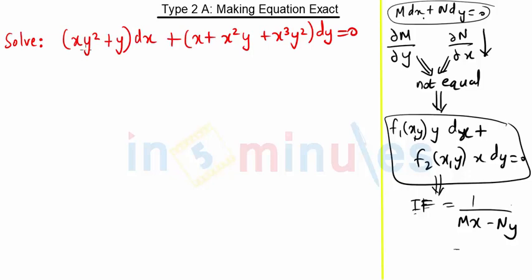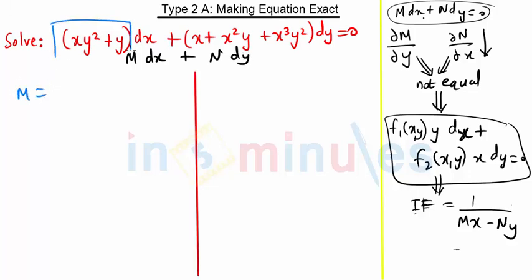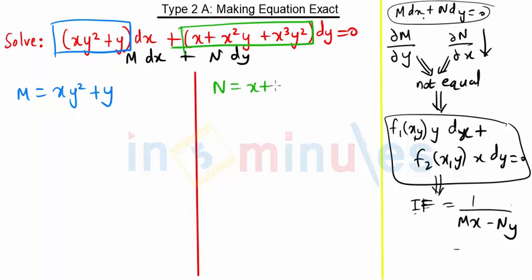Our question is to solve this. As you can see, this equation is of the form M dx plus N dy. So what is the value of M? M is nothing but this value, which is xy square plus y. What is N? N is nothing but this value, so N is x plus x square y plus x cube y square.